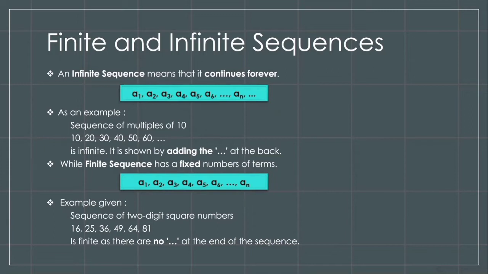A finite sequence has a fixed number of terms: A1, A2, A3, A4, A5, A6, and last but not least, An. An example is the sequence of 2-digit square numbers: 16, 25, 36, 49, 64, and 81. It is finite as there are no triple dots at the end of the sequence.